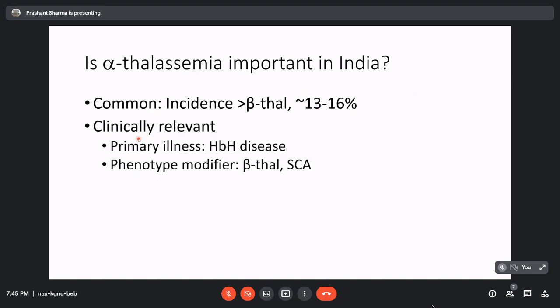Clinically, alpha thalassemia can be relevant if it's a primary illness, HbH disease, but more often we see it as a phenotype modifier. If you remember beta thalassemia, one of the major reasons these patients with beta naught thalassemia become symptomatic is because they have excess alpha chains. So if a person with homozygous or compound heterozygous beta thalassemia co-inherits alpha thalassemia, their phenotype is actually going to get better. And the same thing applies for other hemoglobinopathies like sickle cell anemia.